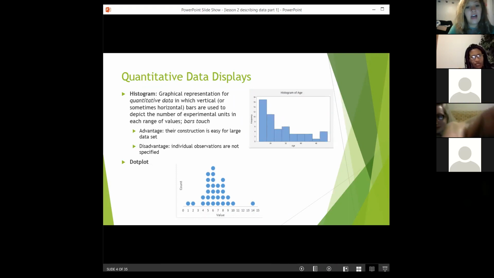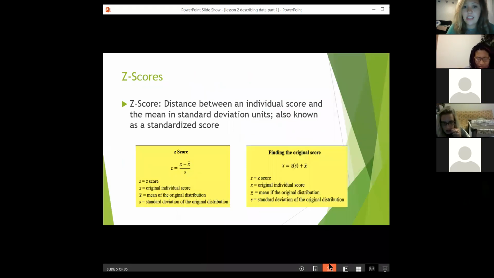They're really good at looking at the shape of your data. That's an easy way to look at it. So yeah, let's keep going.